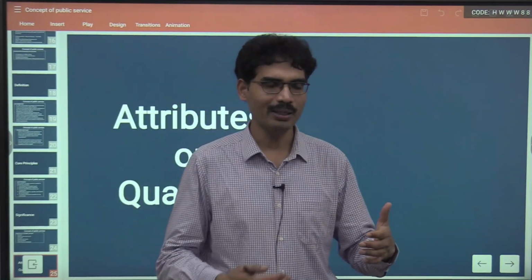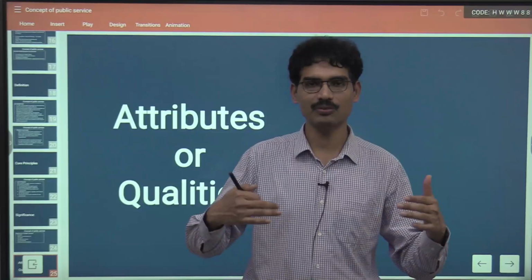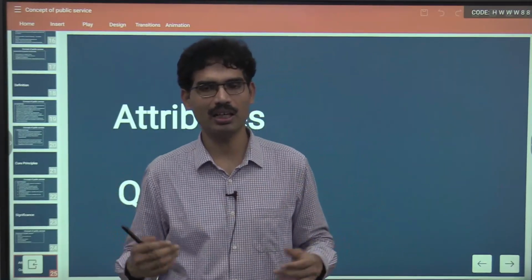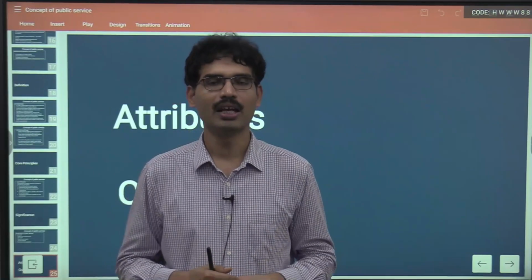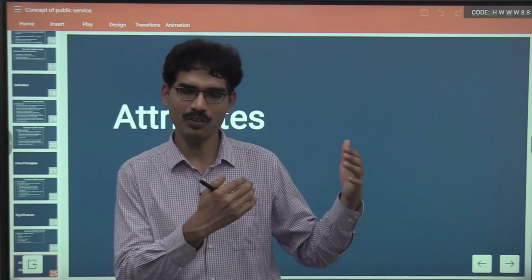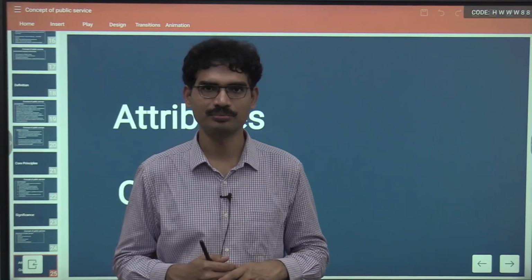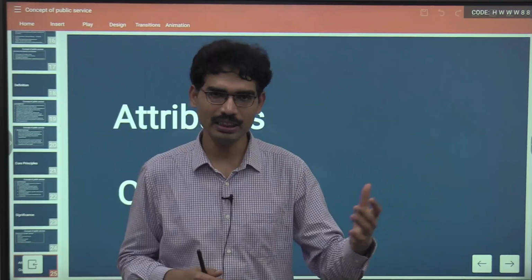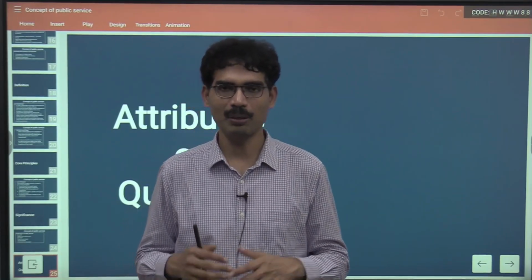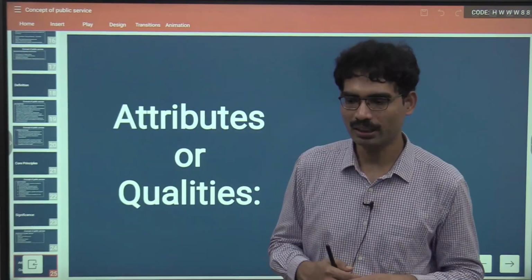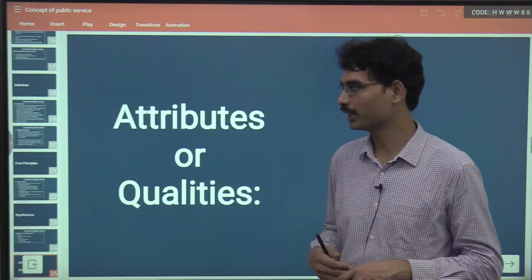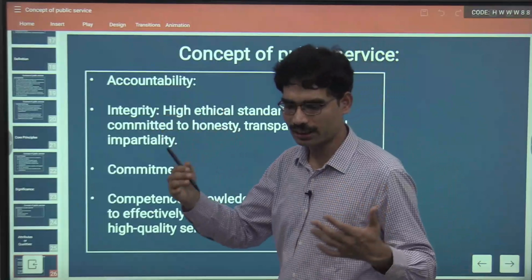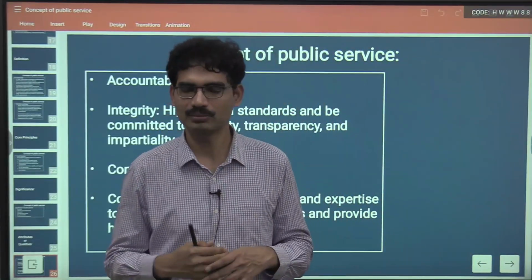Otherwise, how many kilometers of road is laid, how many kilometers of railway track is laid, given the budget? Every year budgets are coming to a particular education department. Now, what is the performance of this education department in a single year? Are the funds going very effectively or not? Is there any corruption involved there or not? Whether public service is met or not? Is the public getting quality service or not? All these matter. These are the attributes or qualities of public service.